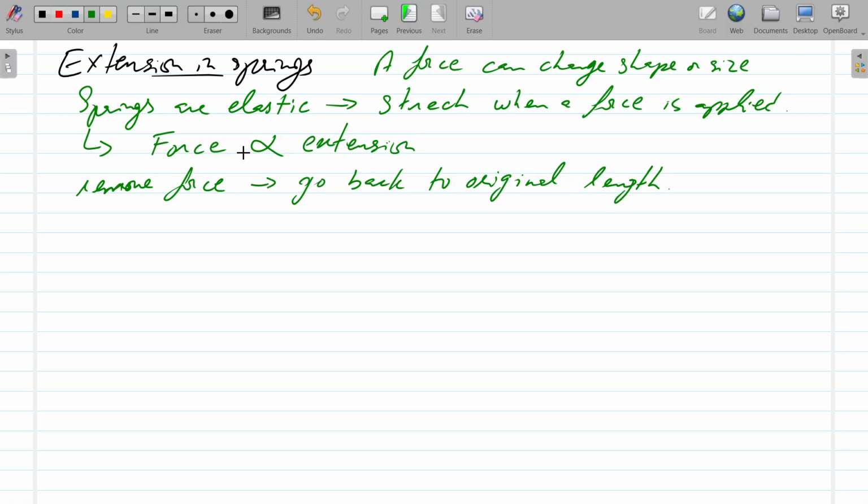And so the greater the force you apply, the greater the extension, and when you remove that force, they go back to the original length up to a point, which is called the limit of proportionality.